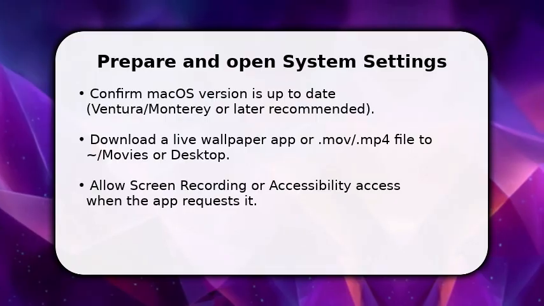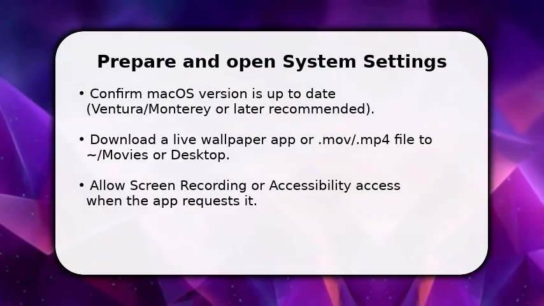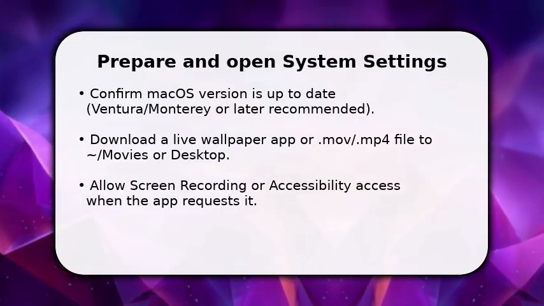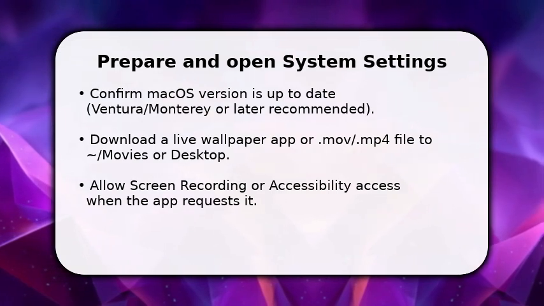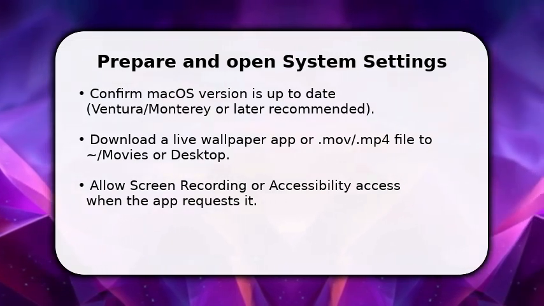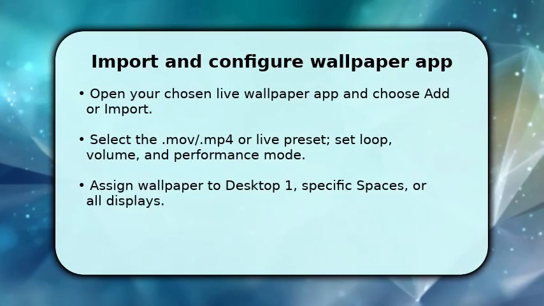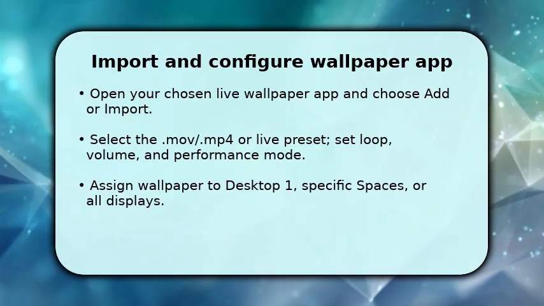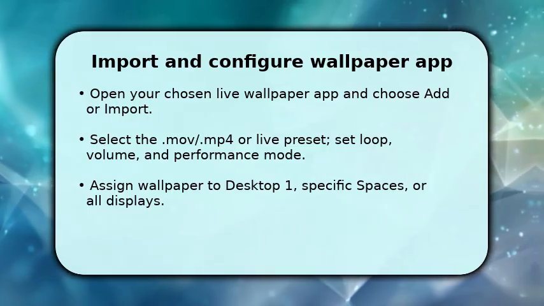Once done, place your MOV or MP4 in an easy folder like Movies or Desktop. Make sure file names have no special characters to prevent import errors. Open the Live Wallpaper app and use Add or Import to bring in your MOV or MP4 file. That step registers it with the app and macOS.